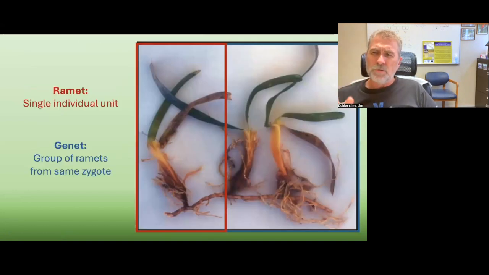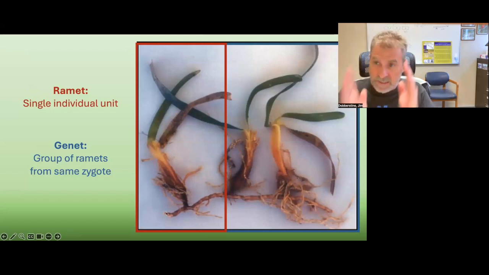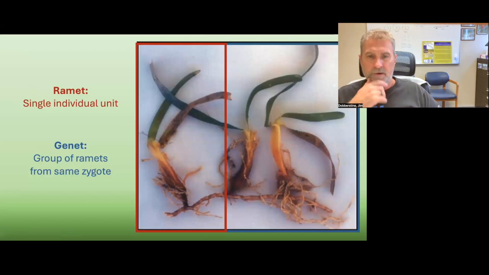All right, so two terms you ought to be familiar with: a ramette and a genet. The ramette is a single individual unit. So if you look at my red box here, that red box is where that ramette, so you've got that single individual unit. This blue box, which should extend all the way over here. I didn't do a good job of that, did I? So you've got a group of ramettes with the same zygote.